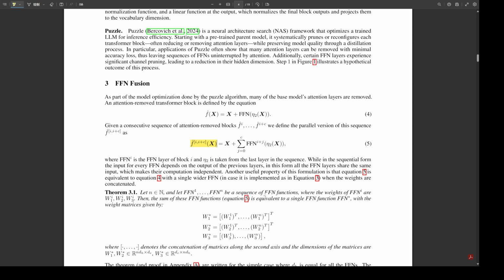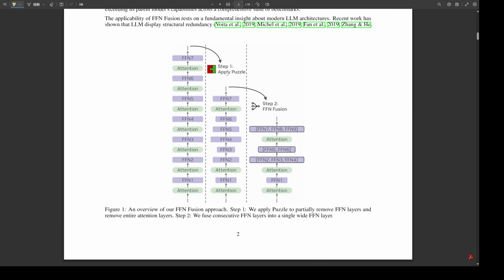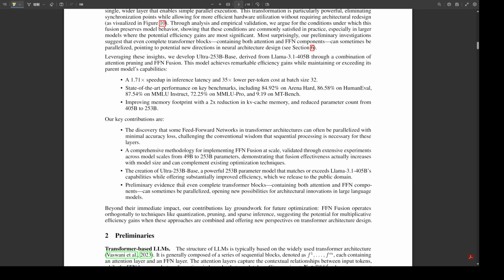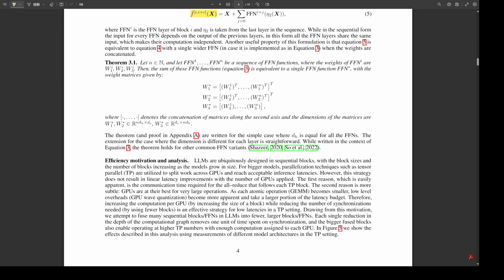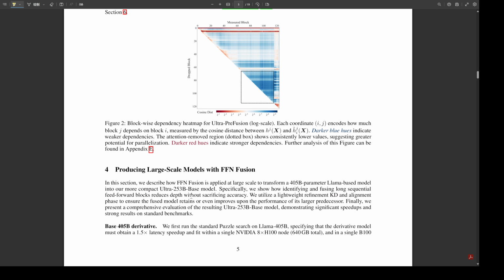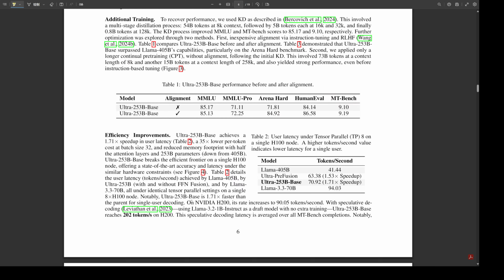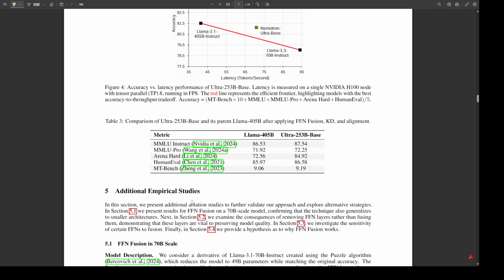The first step uses something called Puzzle. What exactly is Puzzle? Well, it's this really cool neural architecture search framework. Think of it like an AI architect that can automatically figure out the most efficient structure for a neural network given a specific task and the hardware limitations you're working with. So in this case, the goal of Puzzle is to take this big LLM and essentially optimize it for inference. Exactly.